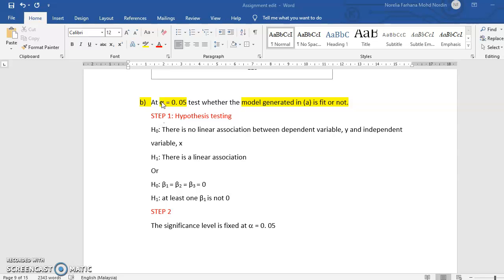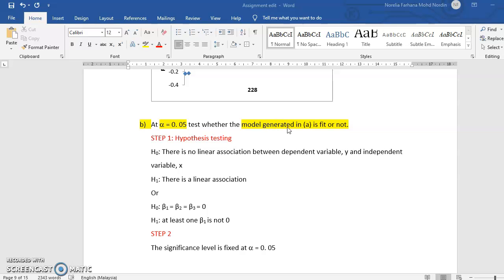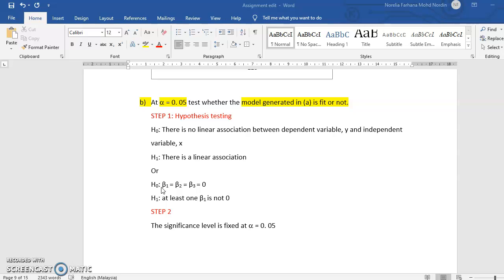Question B, at alpha equal to 0.05, test whether the model generated in A is fit or not. To test the model generated, we must construct or use hypothesis testing. For null hypothesis, there is no linear association between dependent variable y and independent variable x. The alternative hypothesis, there is a linear association. In other words, we can also write the null hypothesis by using beta: beta 1 equal to beta 2 equal to beta 3 equal to 0.